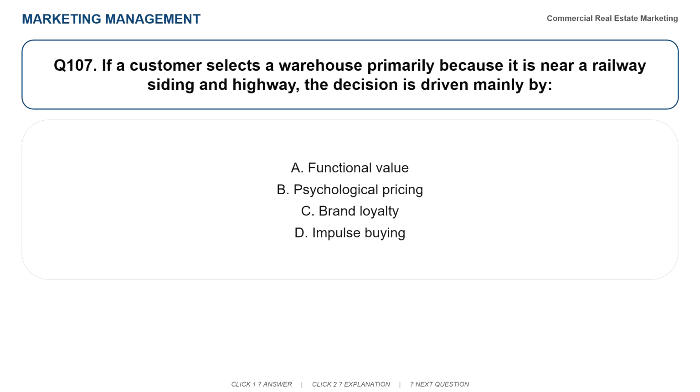Question 107. If a customer selects a warehouse primarily because it is near a railway siding and highway, the decision is driven mainly by: Option A, functional value.